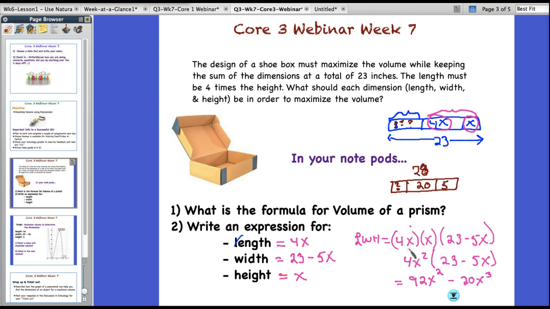Oh, bye, Emma. I'm sorry you have to go. We're just going to graph this, and then we can find the x value. So you can just watch the very end. Is this a quadratic? Is this a cubic?